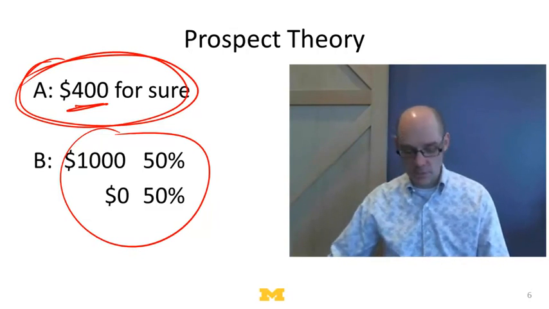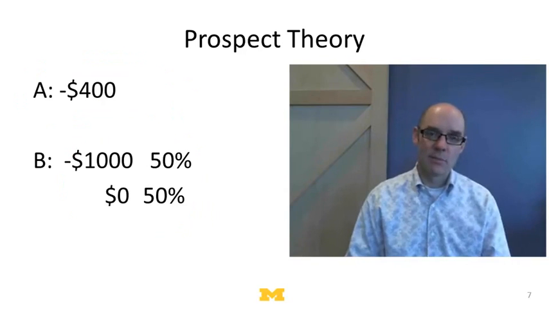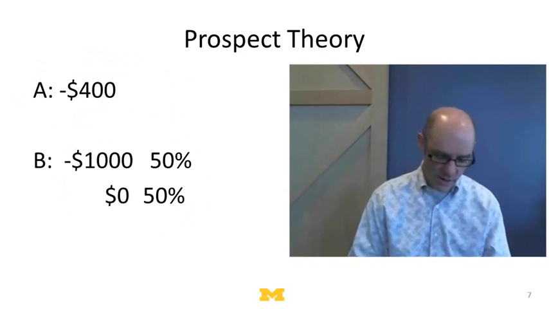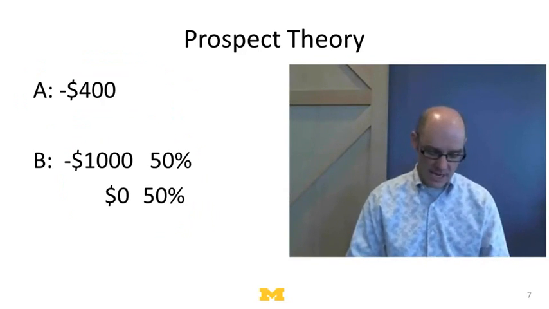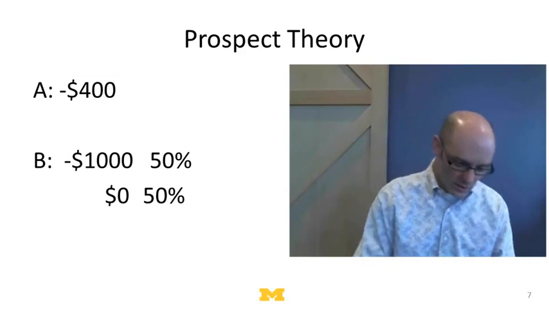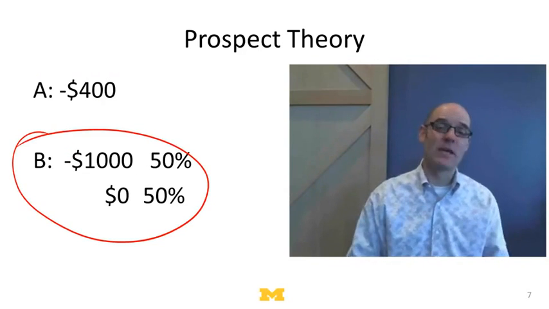But here's what Kahneman showed, and this is what prospect theory is. Suppose it's a loss. Suppose I say, okay, option A is I'm just going to take $400 from you. Or we can flip a coin, and half the time I'll take $1,000 from you, which is even more, and half the time I'll take nothing. Well, it turns out people are actually more likely to choose B in this setting because we're risk-loving over losses.